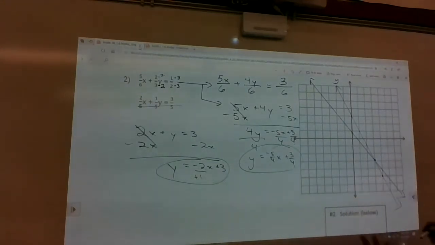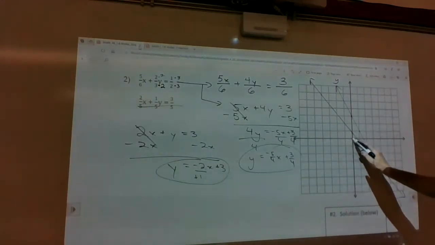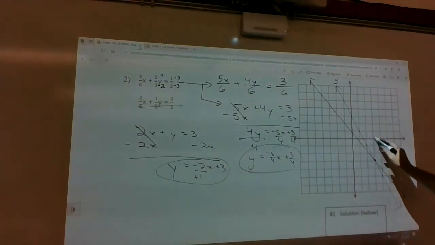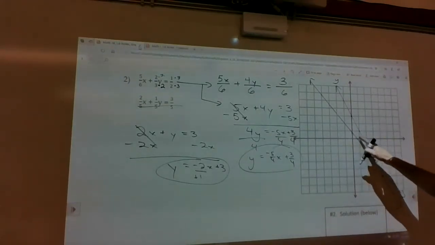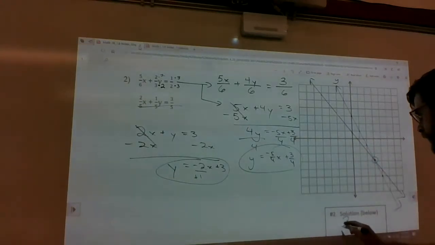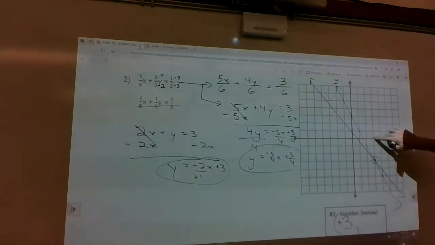Okay, we've got the point where they intersect. You'd go from the origin, right 1, 2, 3. I'm looking at this one right here. 1, 2, 3. So right 3, down 1, 2, 3.